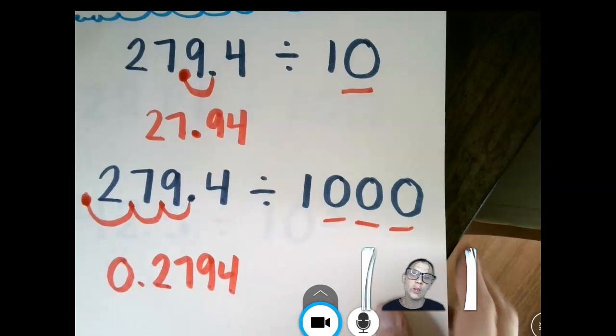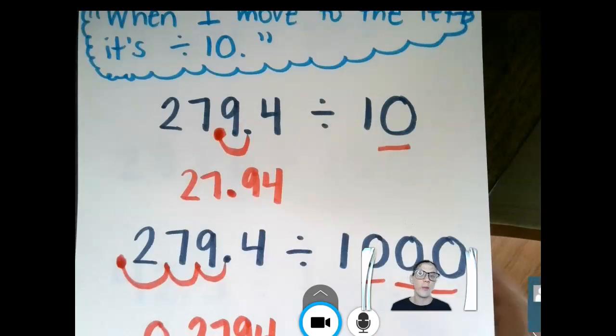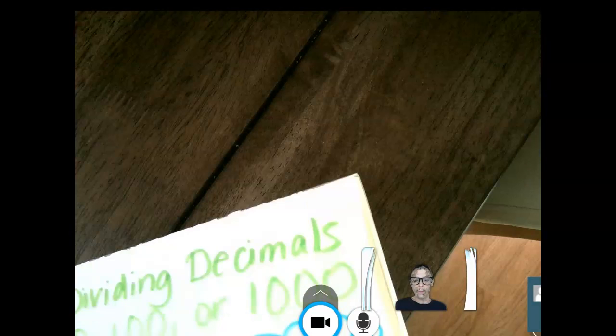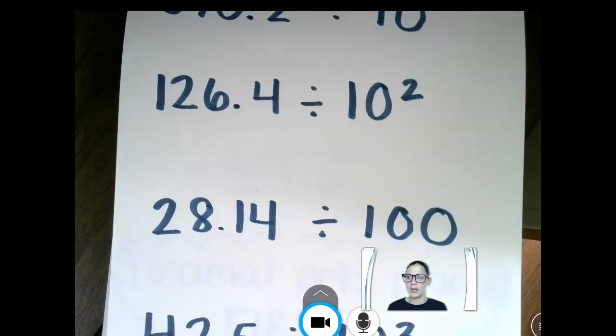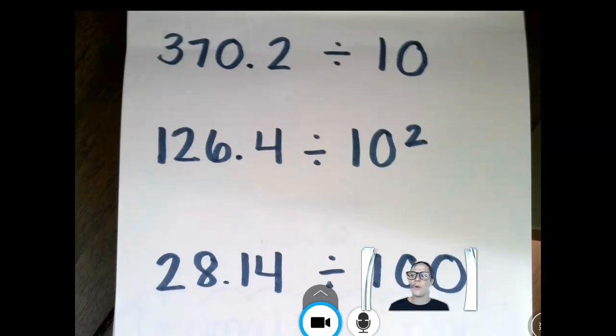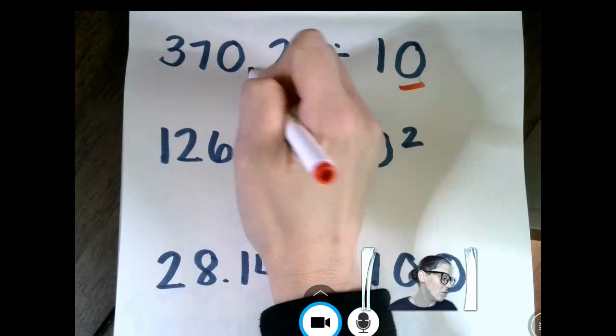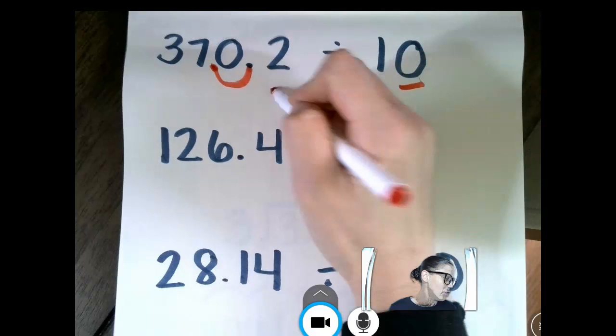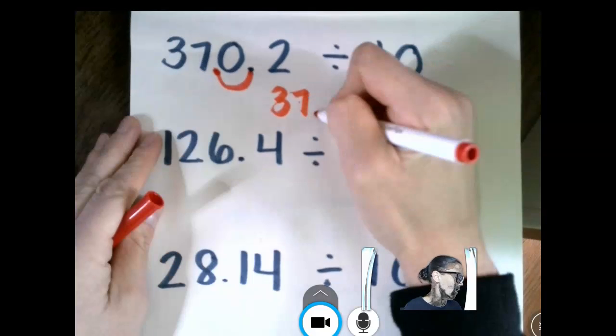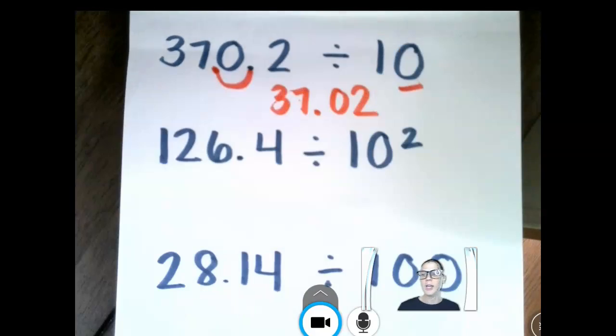So let's do a few more together. So grab your whiteboard or your pad of paper so that you can do these along with me. Okay, here we go. So our first problem, we have 370 and 2/10 divided by 10. So since I'm just dividing it by 10 and there's 1 zero, I would move it to the left one time, and my answer should be 37 and 2 hundredths.